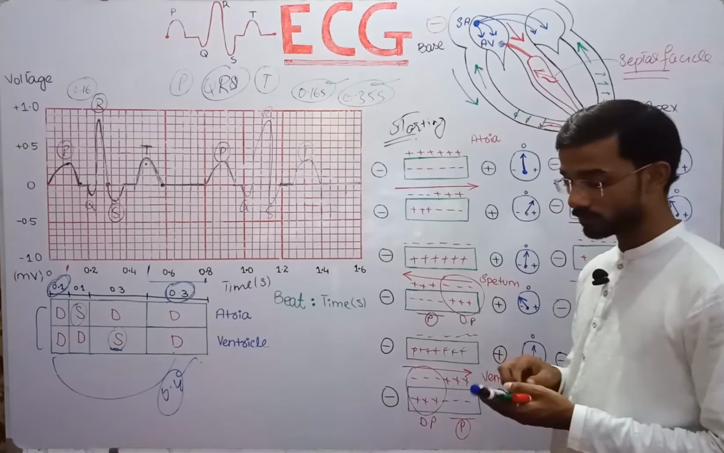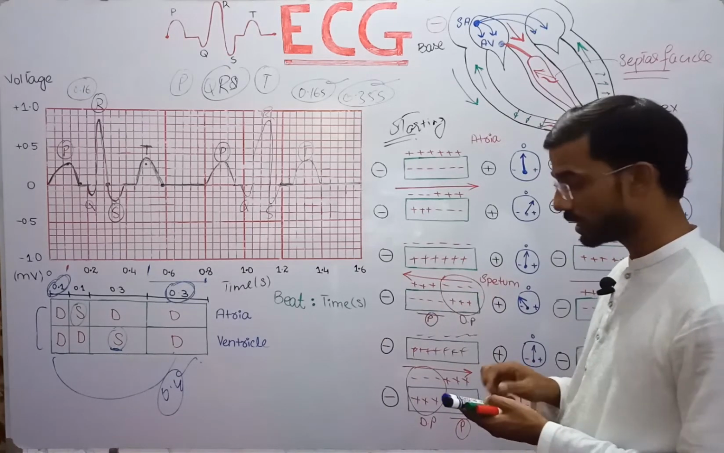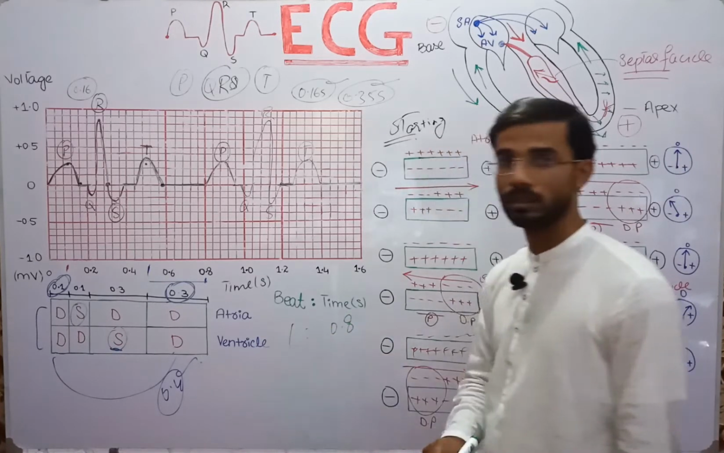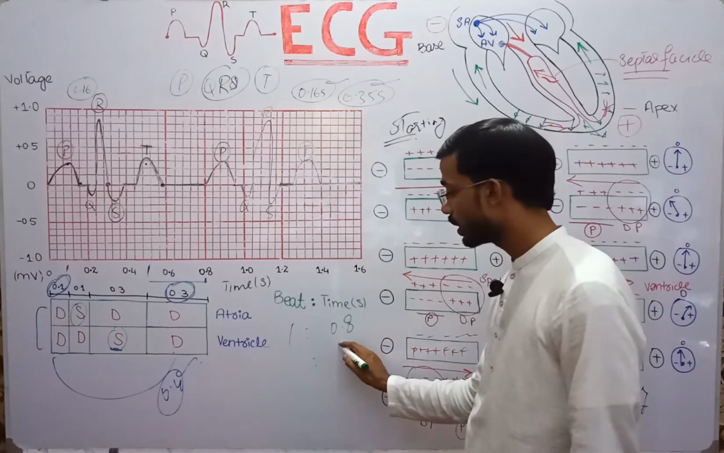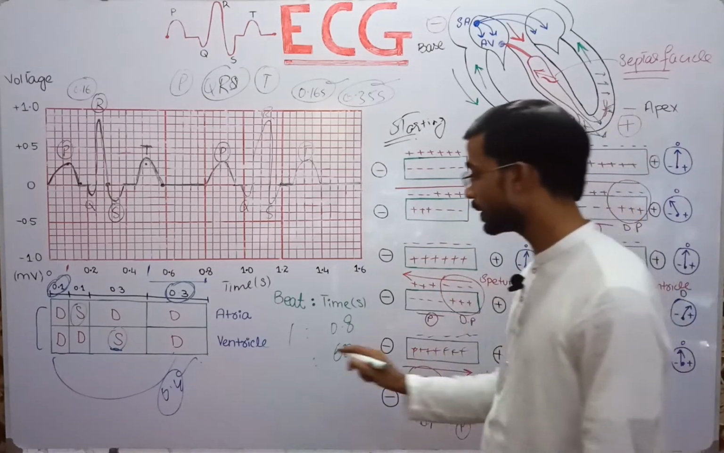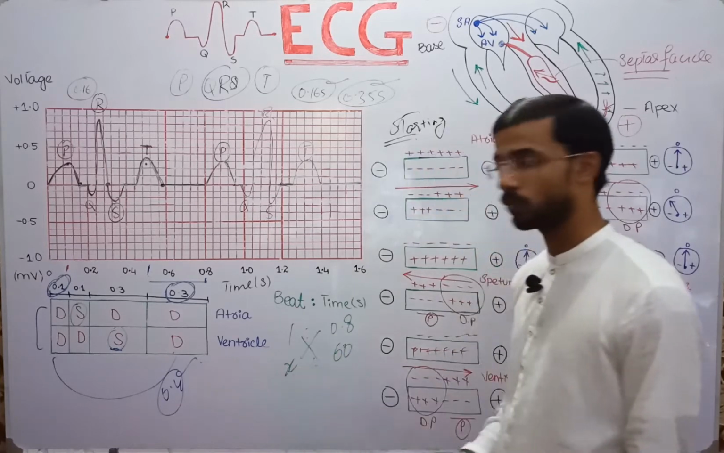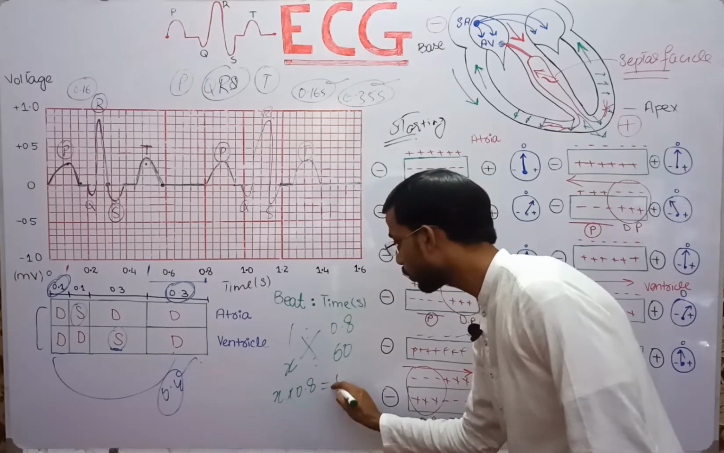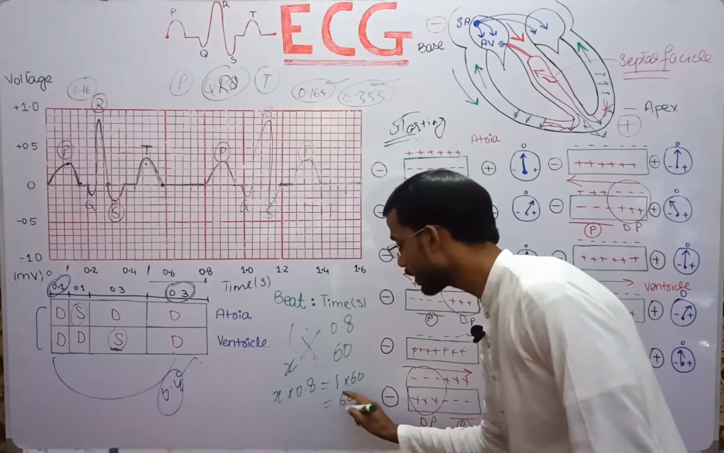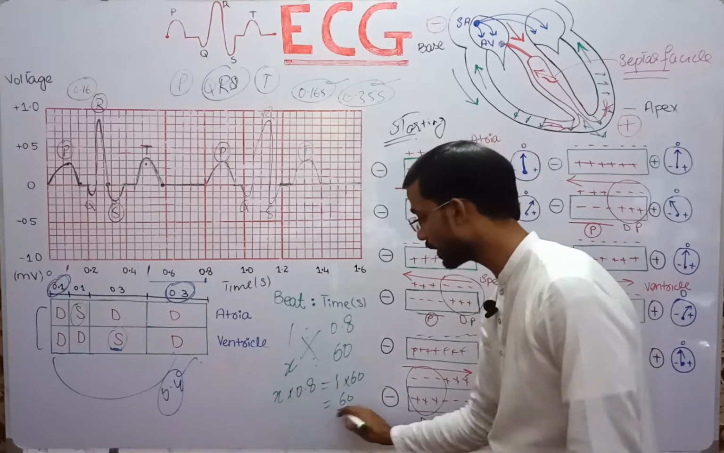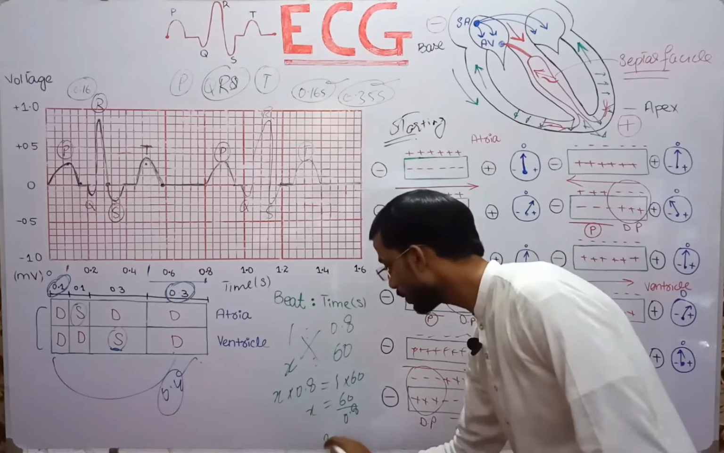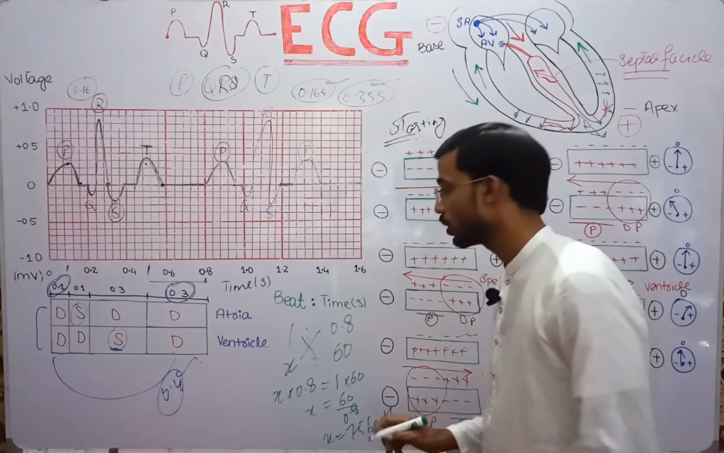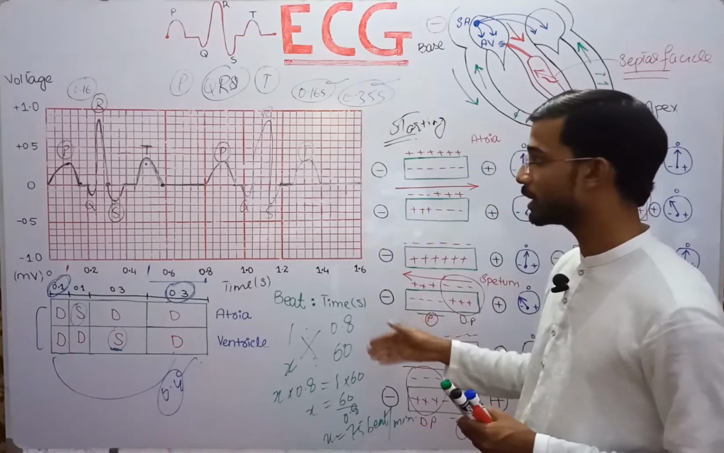Now if we calculate the heartbeat from the ECG, you can see that in 0.8 second one heartbeat occurs. Then in 60 seconds, which is 1 minute, how many beats will occur? Suppose x. Now we find it. Cross multiply: x multiplied by 0.8 is equal to 1 multiplied by 60. Then 0.8 goes here and we divide. The answer will be approximately 75 beats per minute. So now we can calculate the beats from the ECG.